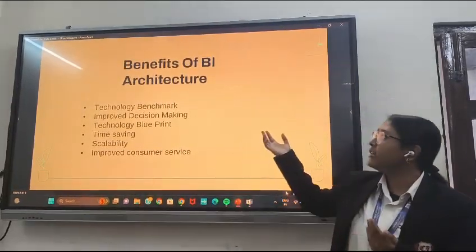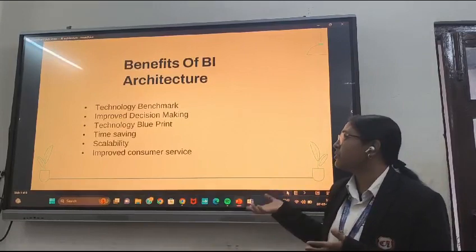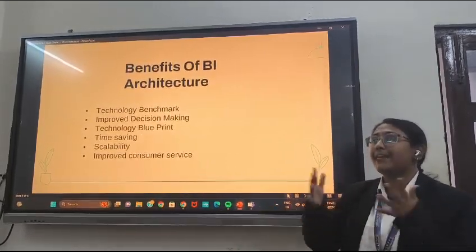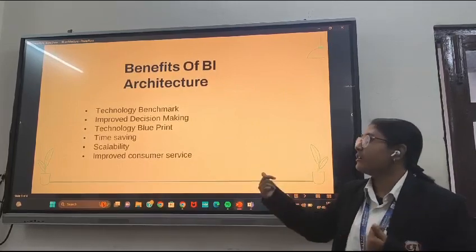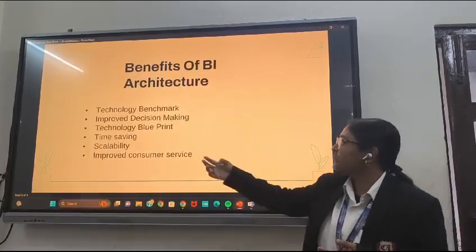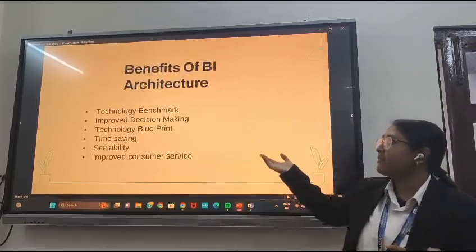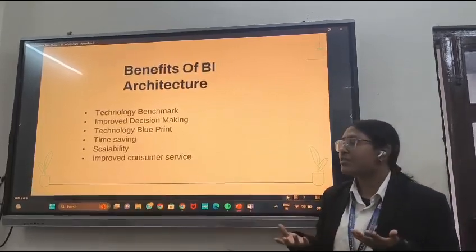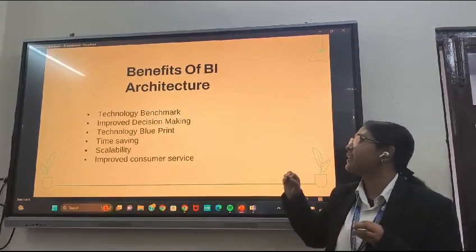Thirdly, as I already said, the BI architecture is none other than a blueprint, which tells a developer what the BI they are going to build should be like. Fourth, there is time saving. It is very simple, and although it requires knowledge, it is still quite simple and saves time.